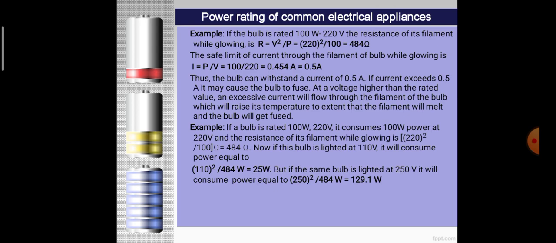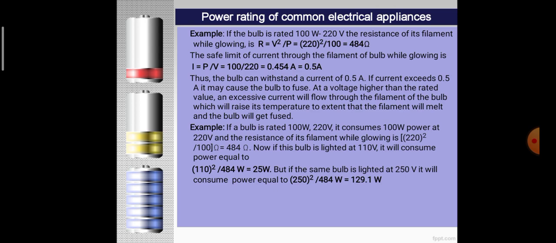If current exceeds 0.5 ampere, it may cause the bulb to fuse. At a voltage higher than the rated value, an excessive current will flow through the filament of the bulb, which will raise its temperature to an extent that the filament will melt and the bulb will get fused.